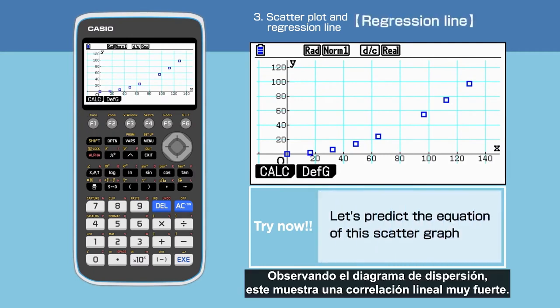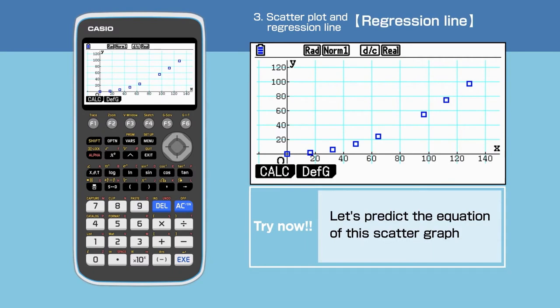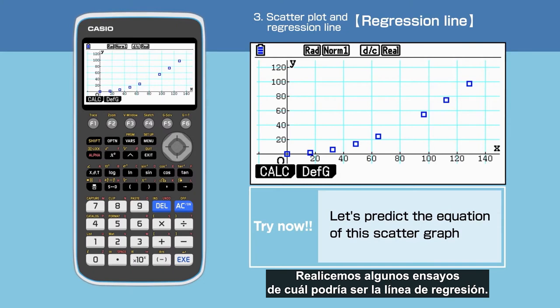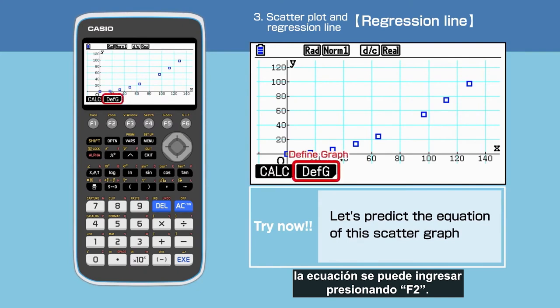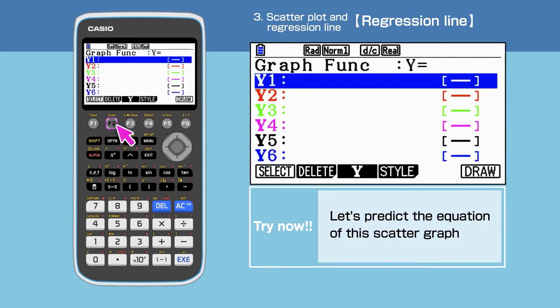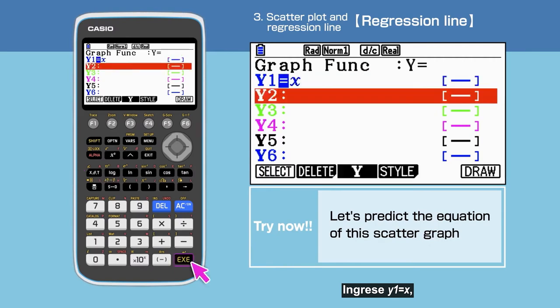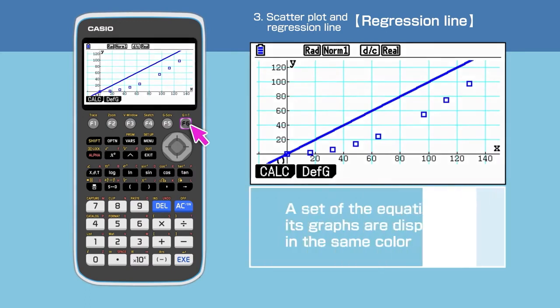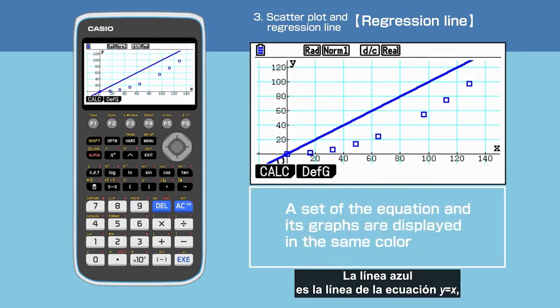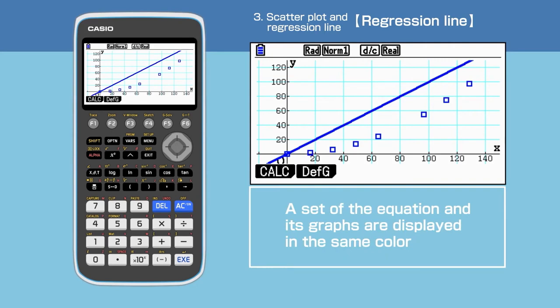Looking at the scatter plot, it shows a relatively strong linear correlation. So let's make an assumption of what the equation of the regression line might be. For the first attempt, we try y equals x. The equation can be entered by pressing F2. Enter y1 equals x, then press F6 to draw. The blue line graph has the equation y equals x.